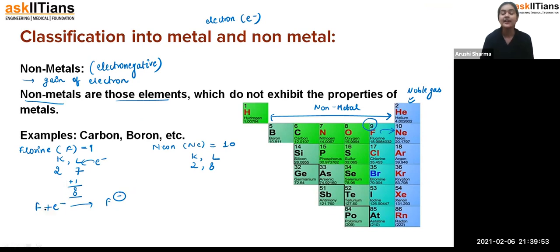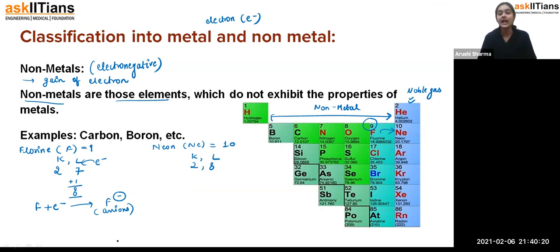That means, students, when fluorine accepts one electron, it converts into a negatively charged species, and these negatively charged species we call anions, because they carry the negative charge by the acceptance of electrons. And due to the acceptance of that electron, when they carry the negative charge, that's why they are called electronegative ions. Fine.